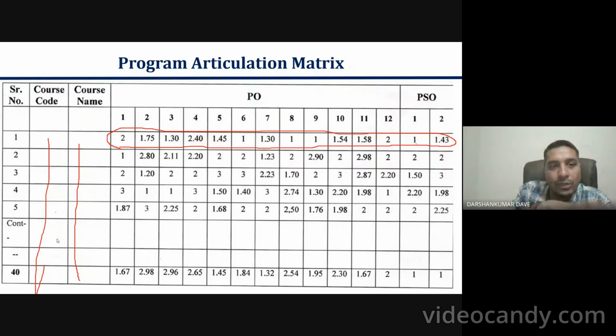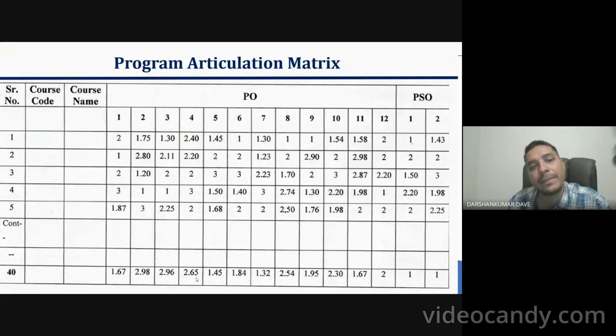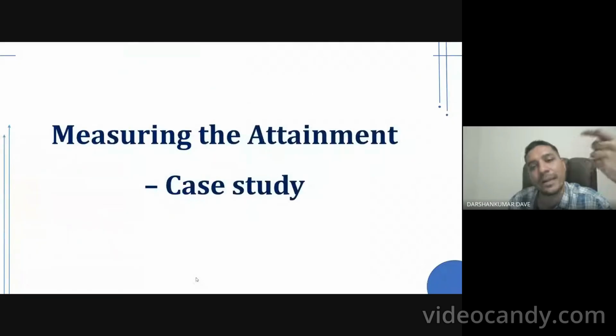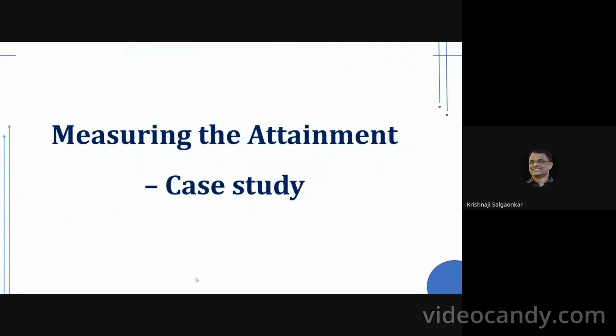So once you have written all the courses and all the course codes, then against each course you have to write the average. This is how the program articulation matrix is prepared. It is done in a simple way. So this was the base work you need. Now measurement begins.